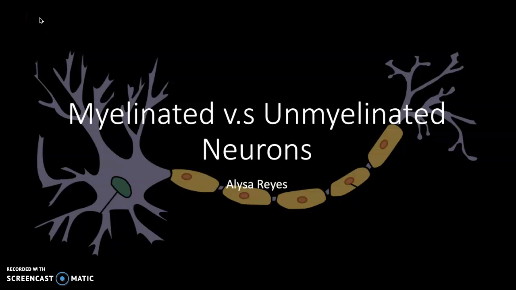Hello guys, my name is Alysa Reyes, and today I will be comparing the nerve impulse conduction of the myelinated and unmyelinated neurons. This is from my homework from chapter 10, the nervous system. And right here I have a picture of what a neuron kind of looks like. In the next slide, I will be talking about the difference between the myelinated and unmyelinated neuron.